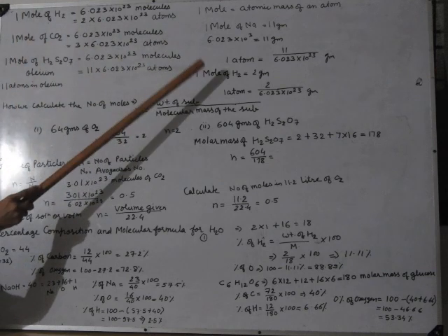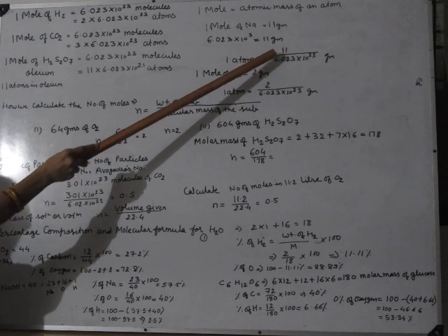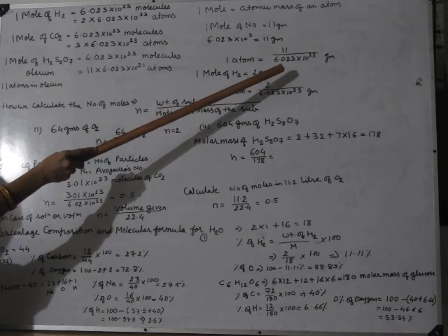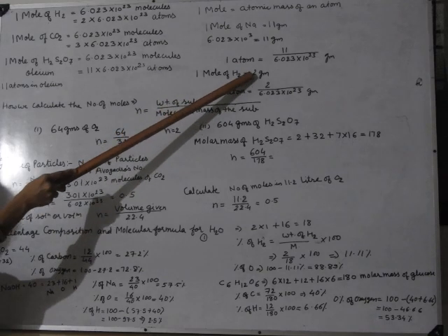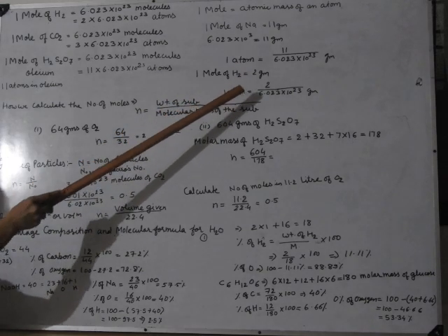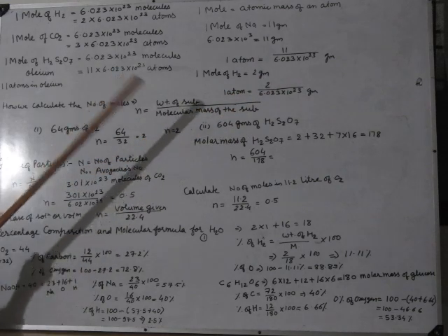So in this way, we can calculate the mass of 1 atom: 11 upon 6.023 into 10 to the power 23 gram. 1 mole of H2 is equal to 2 gram. Then 1 atom will become 2 upon 6.023 into 10 to the power 23.